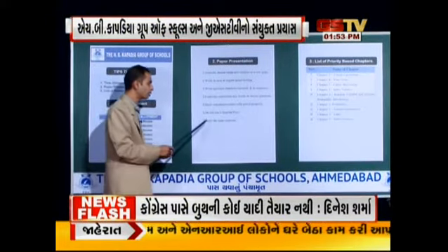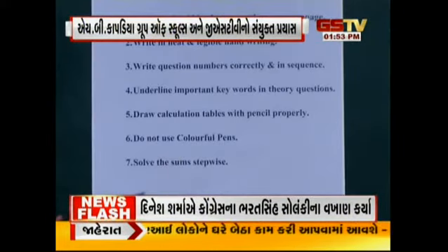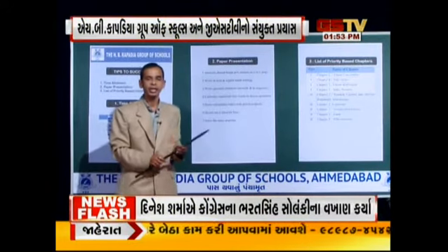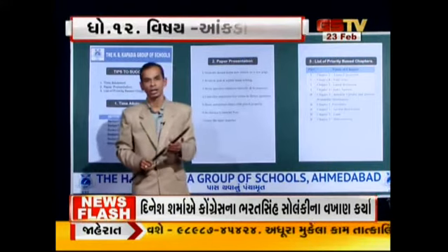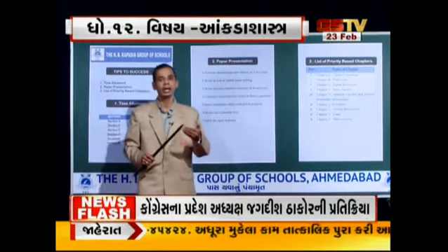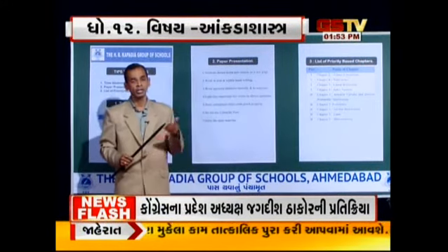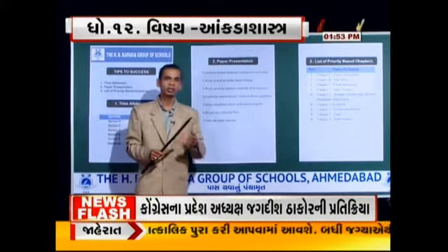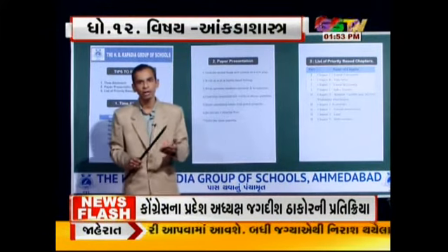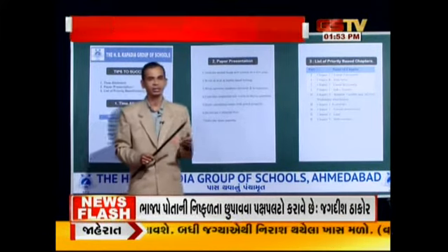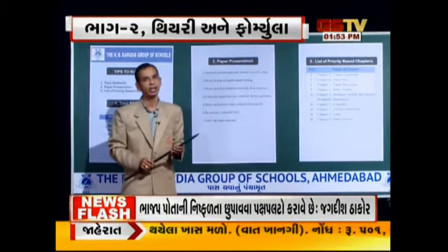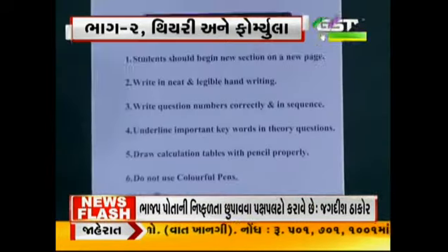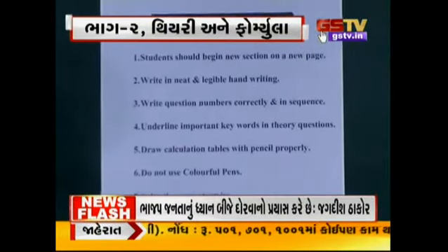Last but not least, solve the sum stepwise. As I previously told, in each and every sum, we receive stepwise marks. For a table, we get 2 marks. Then after, by putting a formula, 1 more mark. Then by putting the values, again 1 mark. And lastly, by making a proper box of the answer, we will get 1 more mark. So solve the sums stepwise.